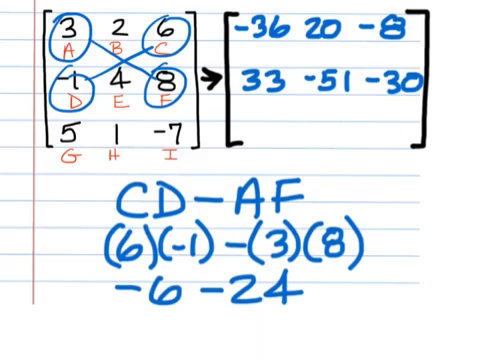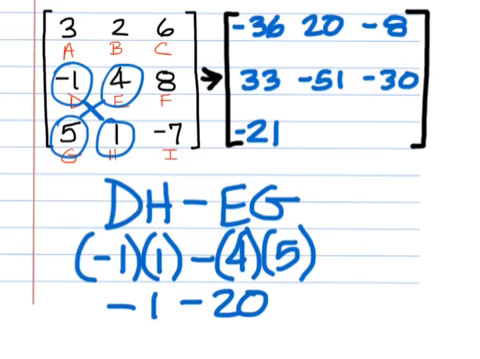Row 2, column 3, it should be CD minus AF. That's going to give you 6 times a negative 1, and then subtract 3 times 8. Negative 6 minus 24 is a negative 30. Row 3, column 1, that is DH minus EG. So you should have negative 1 times 1, and then subtract 4 times 5. Negative 1 minus 20 is negative 21.